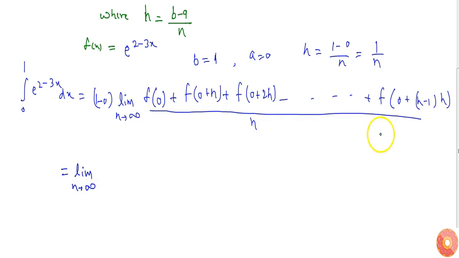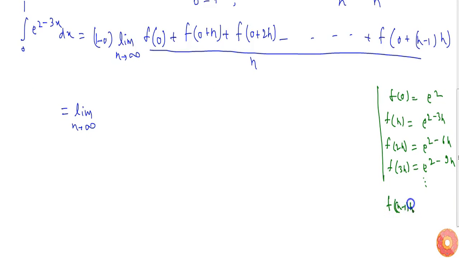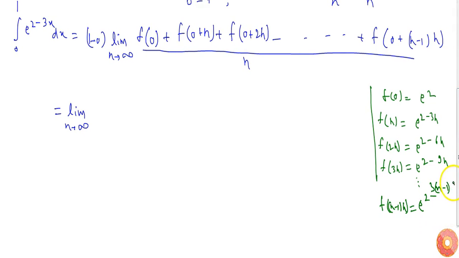So now calculate the values. f(0), if I put x equals 0, will be e power 2 minus 3 into 0, so e square. f(h) equals e power 2 minus 3h. f(2h) equals e power 2 minus 6h. f(3h) equals e power 2 minus 9h, so up to f((n-1)h) equals e power 2 minus 3(n-1)h.